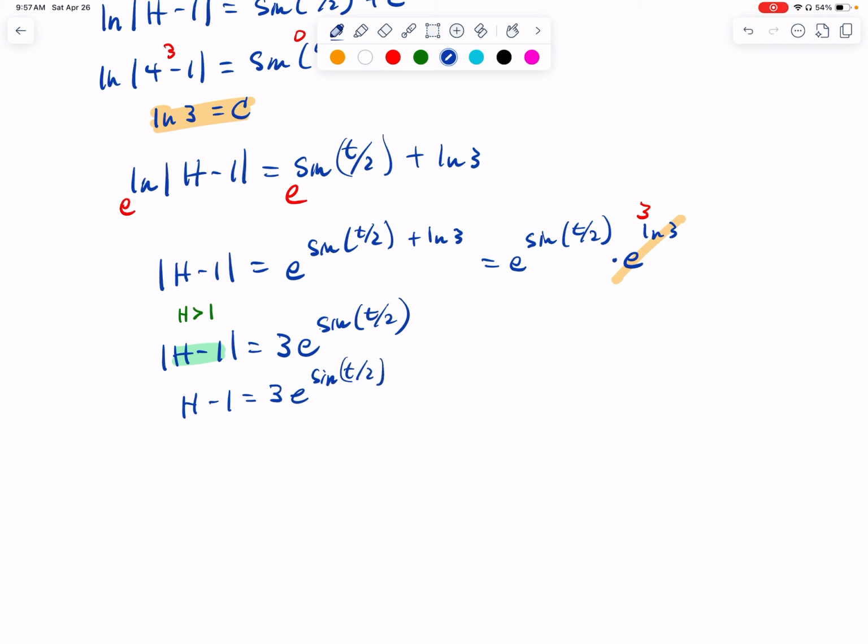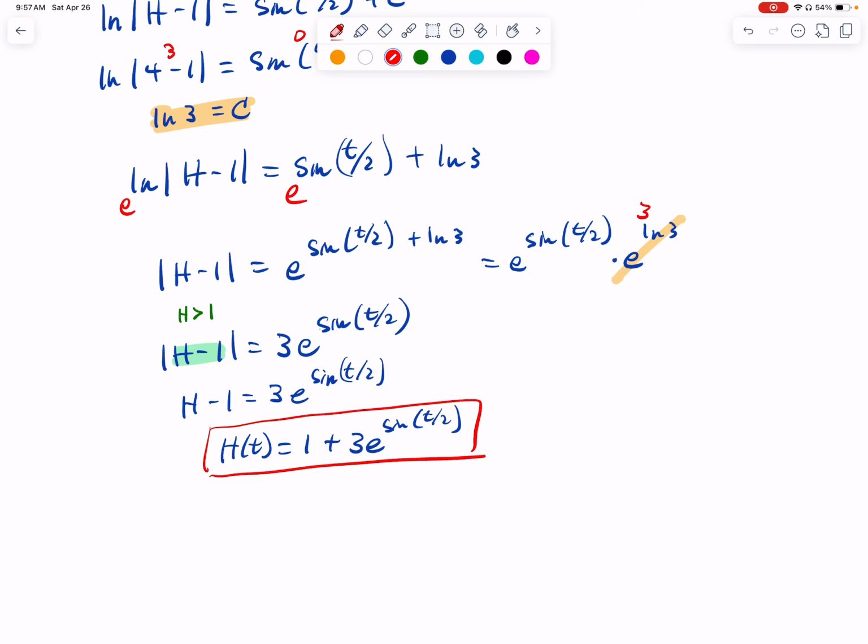Add the 1 over, so h of t is equal to, finally, 1 plus 3e to the sine of t over 2. And there's our final solution.